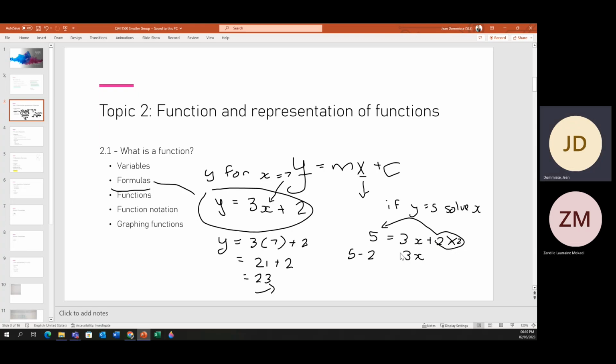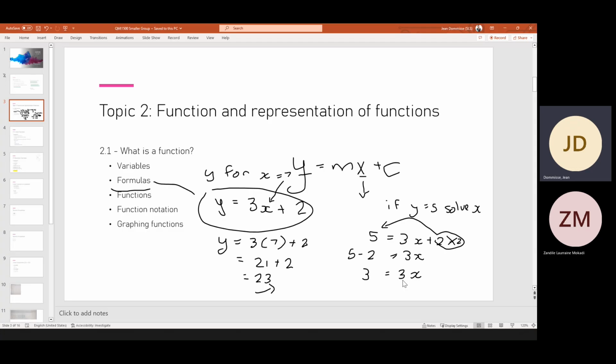So that can cancel out. What I do on the one side, I need to do on the other side. So 5 minus 2 is equal to 3. So 3 is equal to 3x. And then if I divide both sides by 3, I get x on the one side, and 3 divided by 3 on the other side, which is equal to 1.